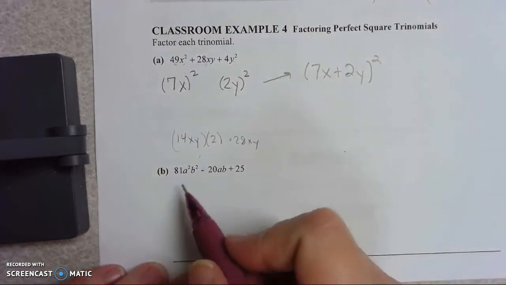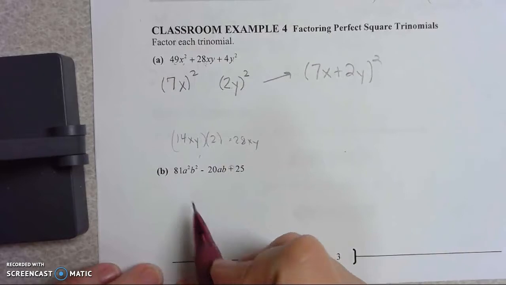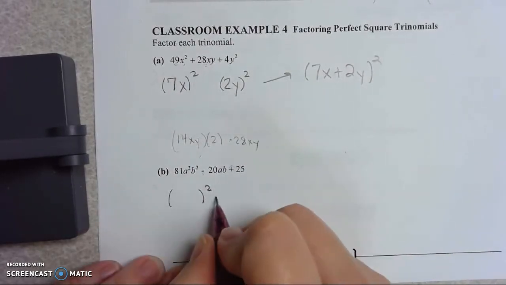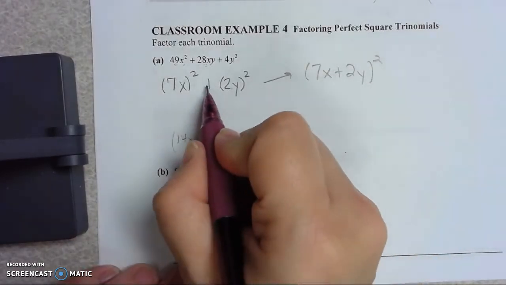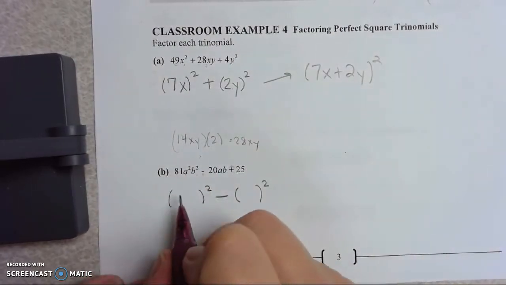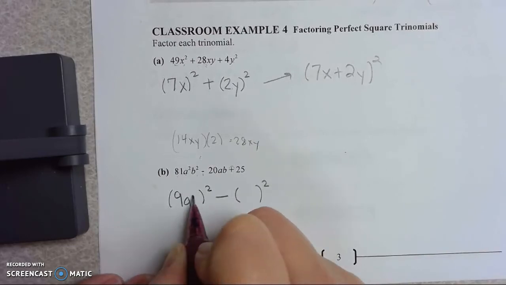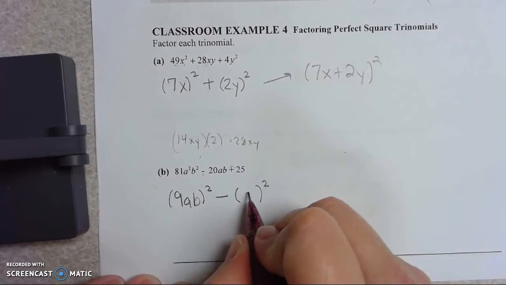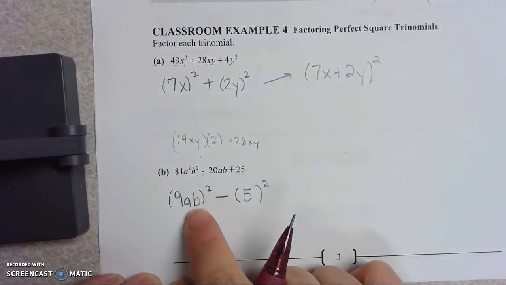Alright, looking at the bottom one. I have a plus sign at the end, so I'm okay there. I'm going to look at the first term, and then whatever that first operator is, that goes there. Alright, so let me come back up here and put that plus sign. Now I'm going to look at 81a squared b squared. I can say 9 times 9 to get 81, a times a to get a squared, and b times b to get b squared. Then I'm going to look at 25. I can say 5 times 5 to get 25. So I know that my first and last terms are both perfect squares.